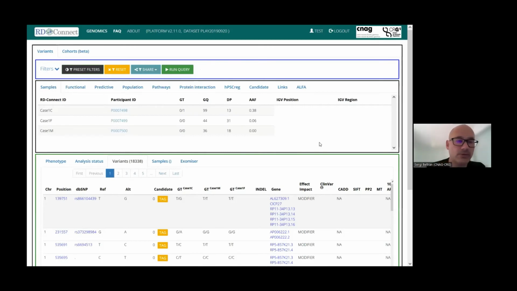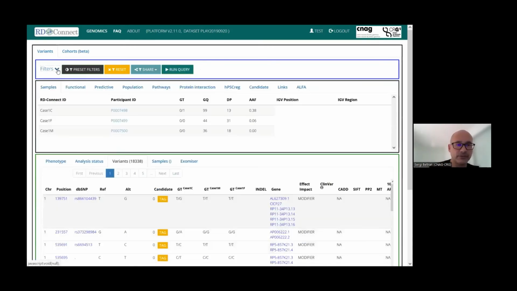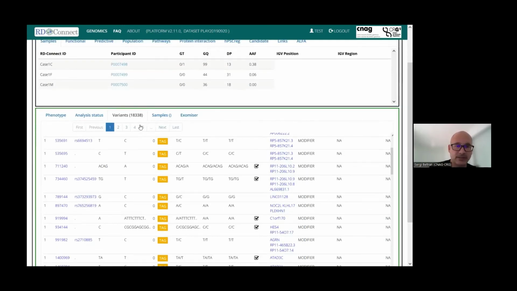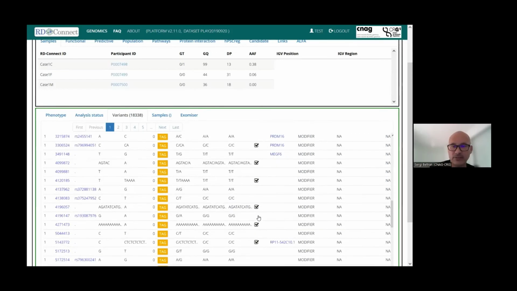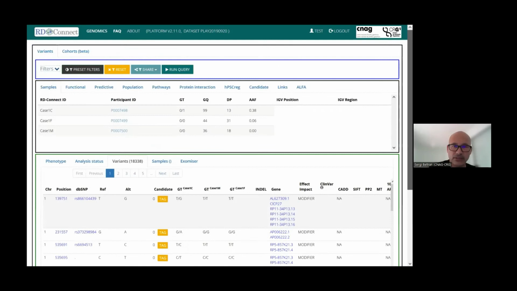All right, so you saw in that tab, we applied the cases and no other filters. And then at the bottom now, we got all the variants that meet this criteria. We have 18,000 variants. That's obviously too much data to go through if we want to discover a causative variant. So I'm going to go and apply a few more filters.